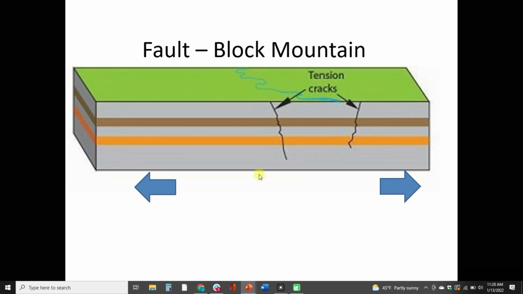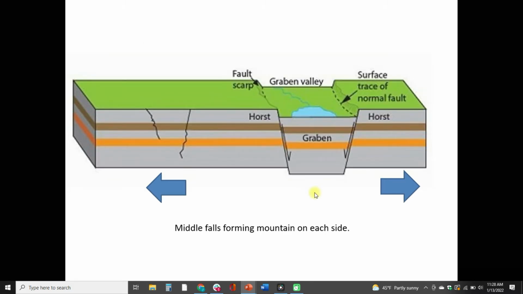So in this case it is two plates moving away from each other, a divergent boundary, and those plates moving away can cause these tension cracks or faults in the crust. And at that fault line, the middle in between can sink, and that can form a mountain on each side. So this image shows it sinking straight down and forming this really straight-sided mountain.